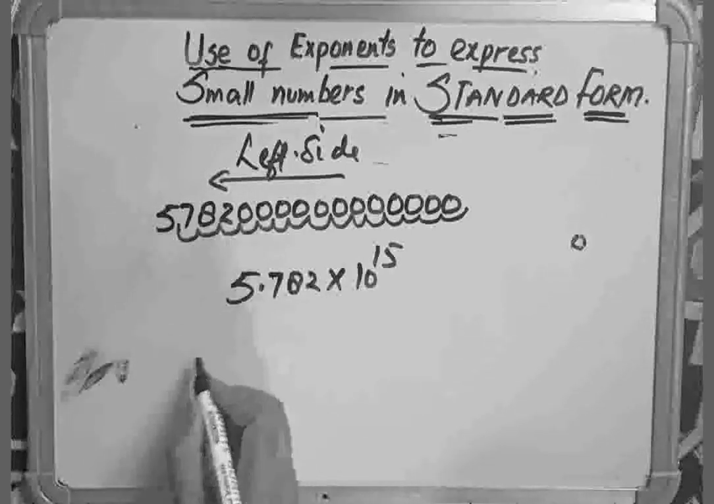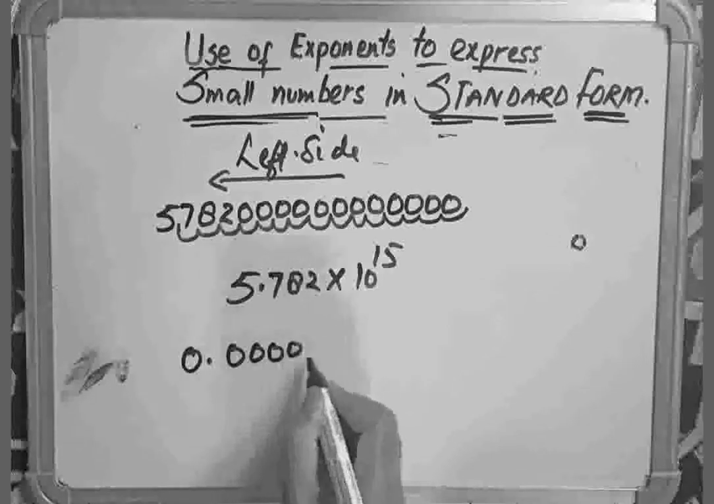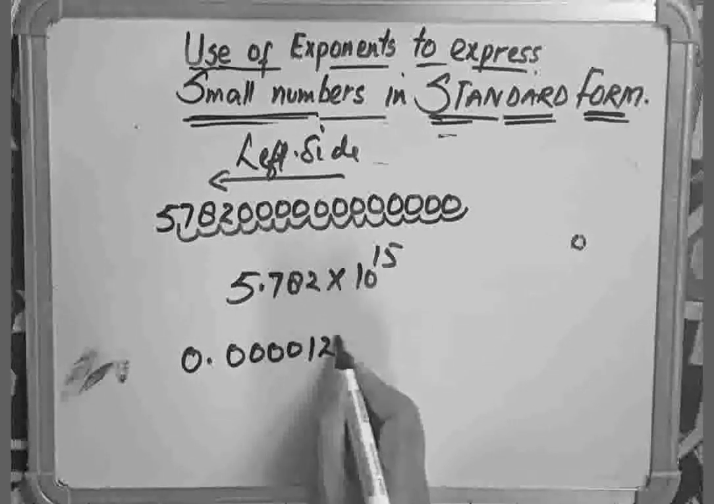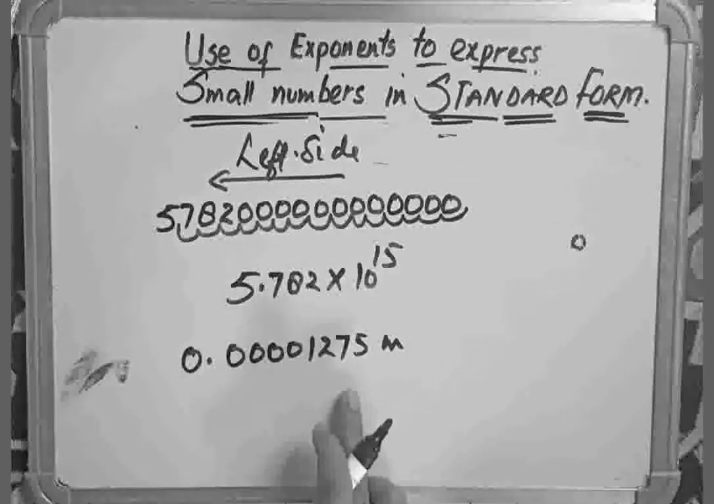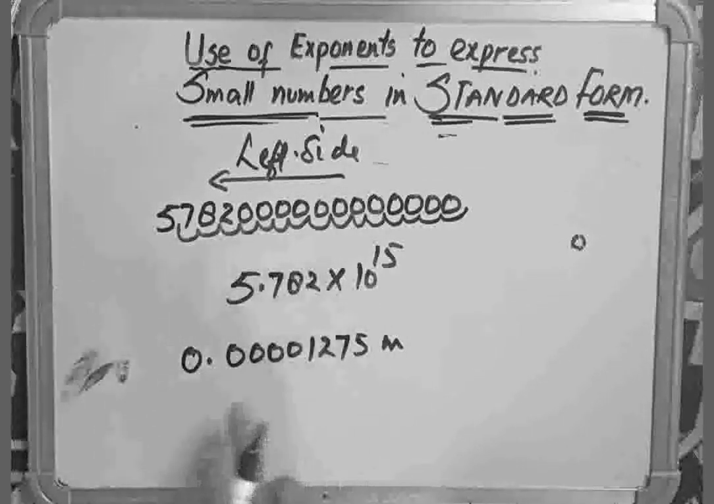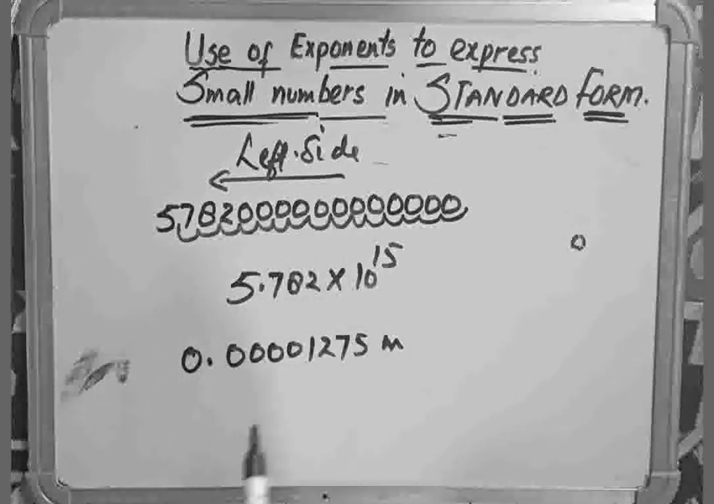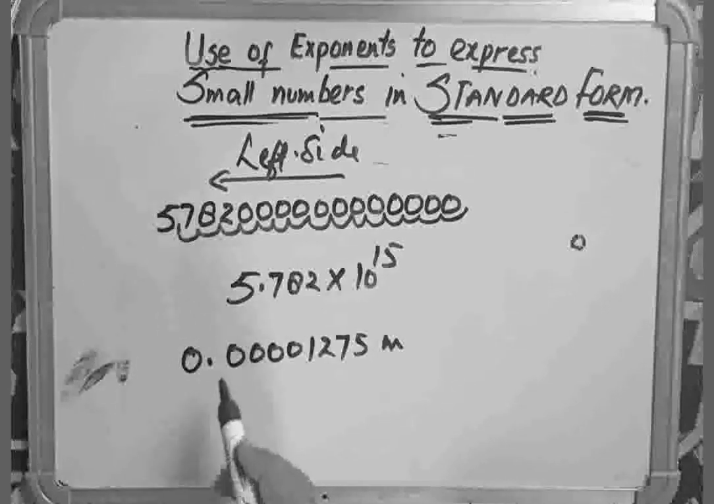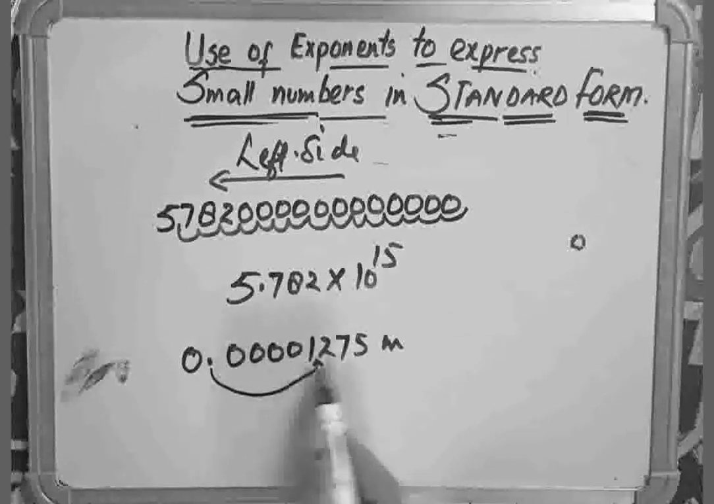I will write down a small number, 0.00001275. This is a small number, a number less than 1. It is a very small number. In order to convert this number into standard form, we have to drag the decimal from here to next to the first whole digit.